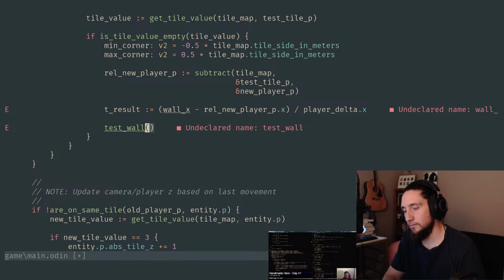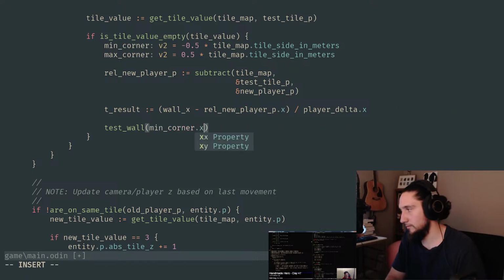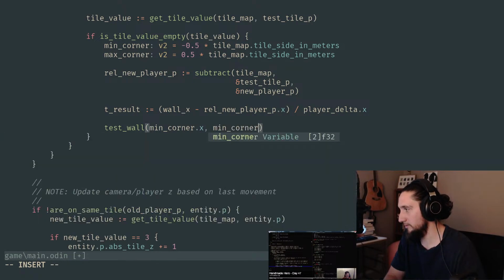Oh no, that's sad. The stream is over. We're so close too. Well, I guess test wall will have to wait till tomorrow. What are you gonna do? All I was going to say is, the test wall function takes the wall information, and then it takes the player, the rel new player, whatever. All the wind taken out of his sails by the stream being over.